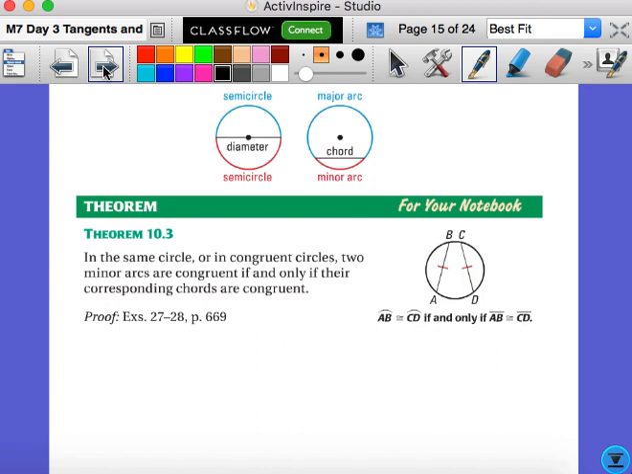One other theorem we're going to look at today. In the same circle or congruent circles, two minor arcs are congruent if and only if, remember that's that biconditional, which means they have to happen simultaneously. So two minor arcs are congruent if and only if their corresponding chords are congruent. So really what this is saying is that if we have two congruent chords, then this distance is the same as this distance. So the minor arc is congruent if the chord is congruent.